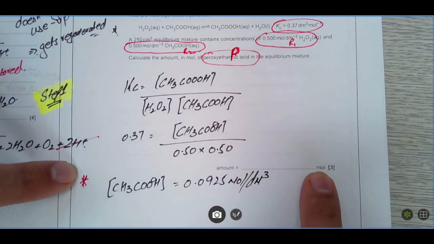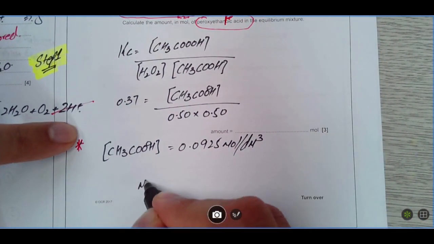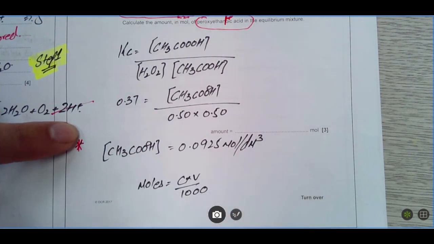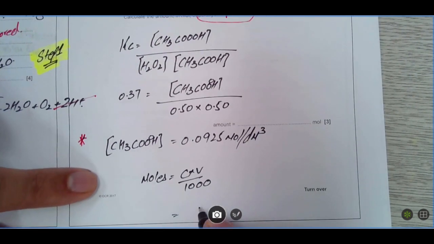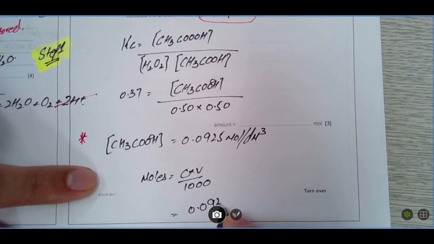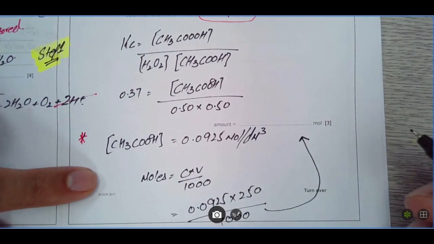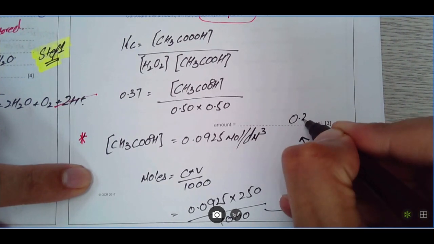Now the question is asking you to work out the moles, so you can't leave your answer like this. You have to use moles equals C times V over 1000. So to work that out, I'll do 0.0925 times the volume, which was 250, over 1000. And this will give you a value of moles, which will be 0.023.